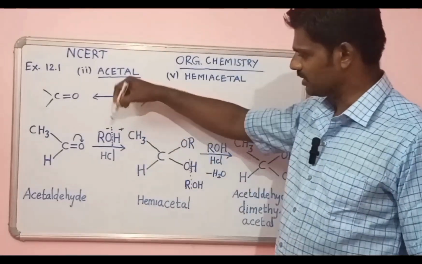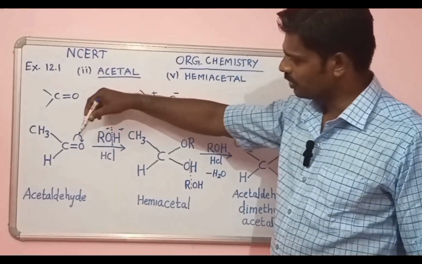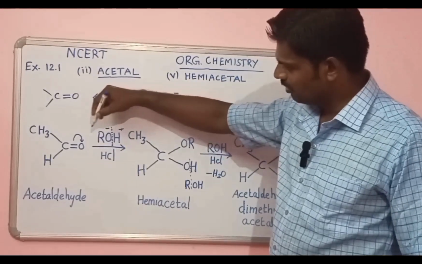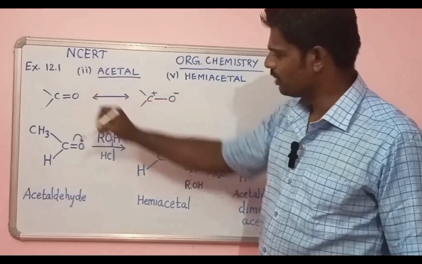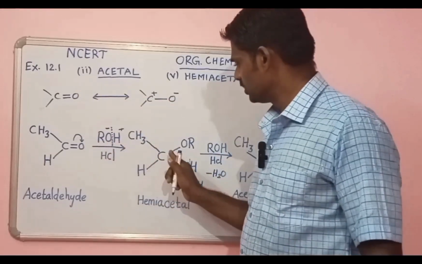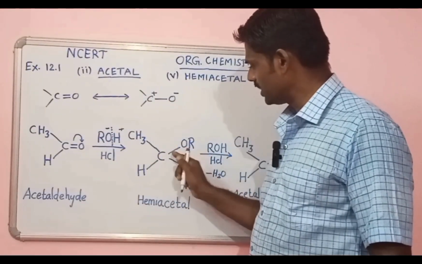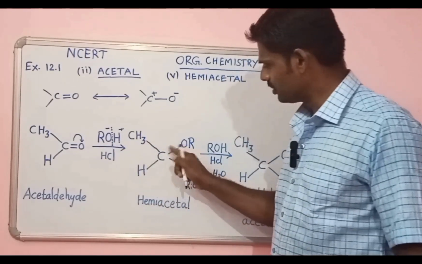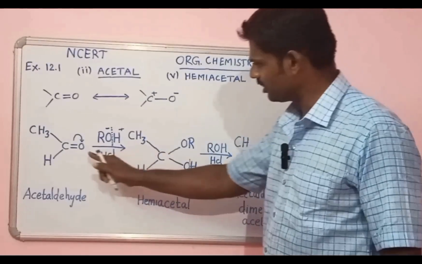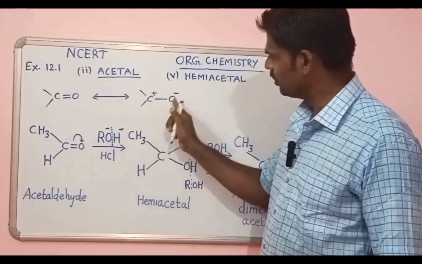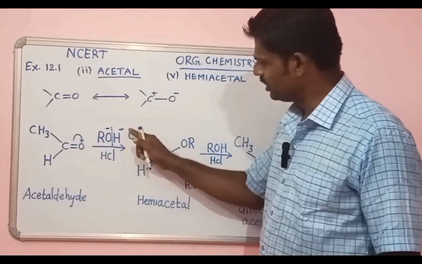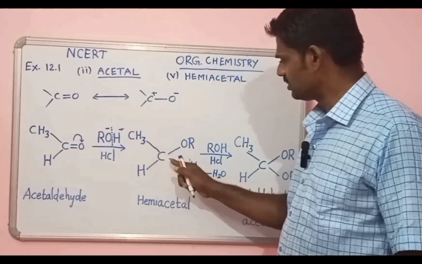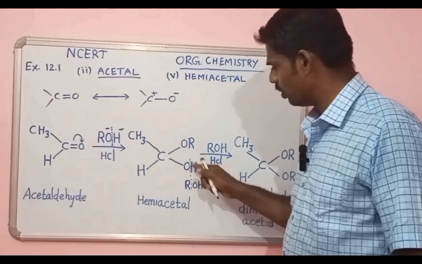We can split like this. The plus compound will go to the minus, and the minus compound, the negative compound, will go to the plus. So C plus will attract OR. After attracting, the plus and minus signs will be changed. So we get COR, and the other part, O minus, will be joined with the H plus. So OH, you will get CH3OR and COH.